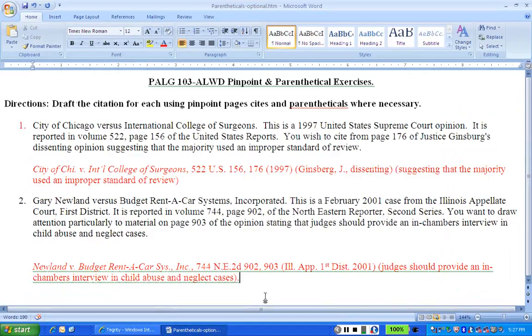Parentheticals are used to help the reader understand the significance of the case or source you are citing. Generally, parentheticals are used in law review articles and research papers, and less frequently in legal memoranda and court documents. Parentheticals allow you to compress information into a small space. That space would be that parenthetical that follows the citation.